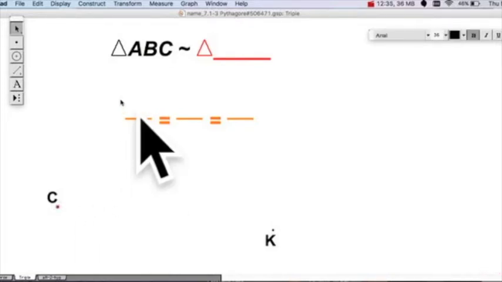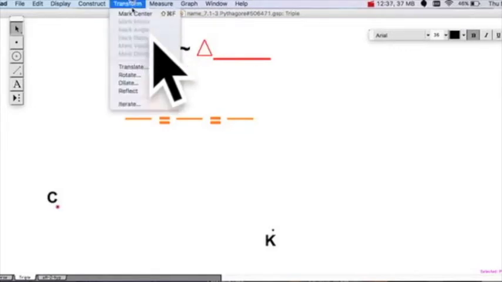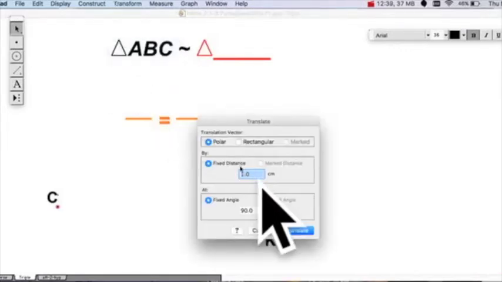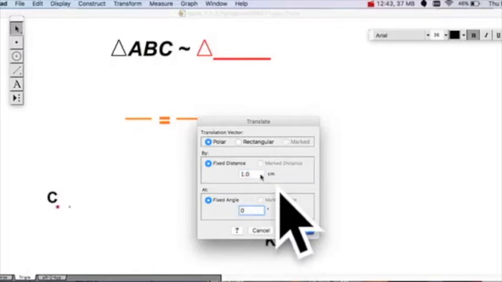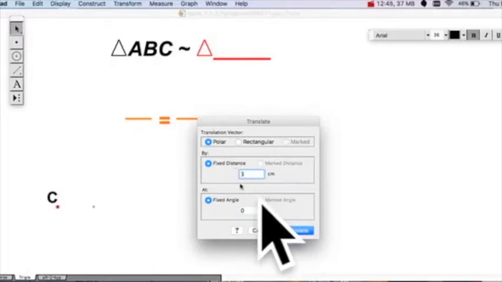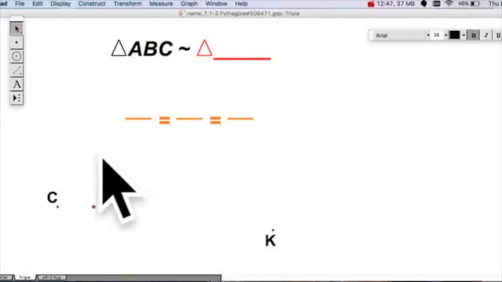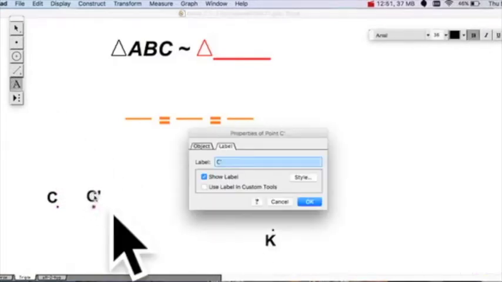I'm going to click on C. We're going to actually go transformers. We're going to translate. And I'm going to go 0 in the 0 direction, and I'm going to go 3 in the centimeters department. You got it. Of course, that's going to come up C prime, but we're going to change it to B.